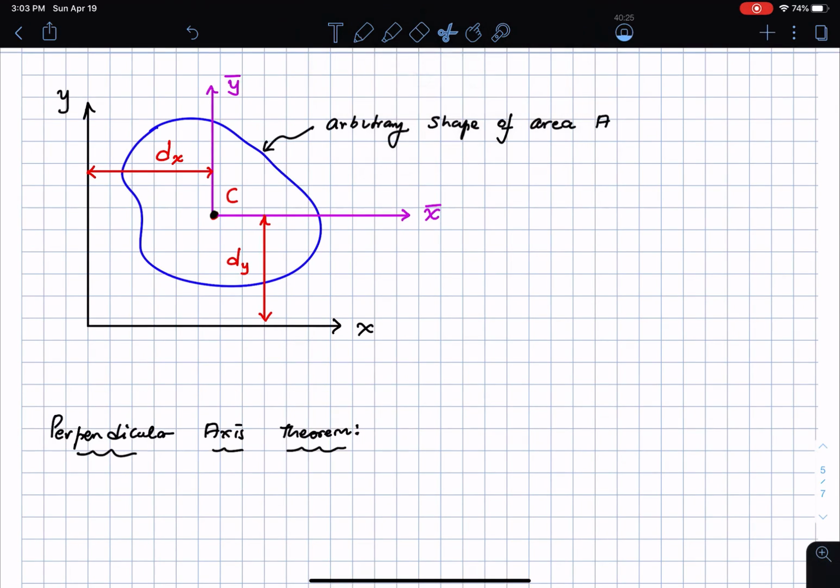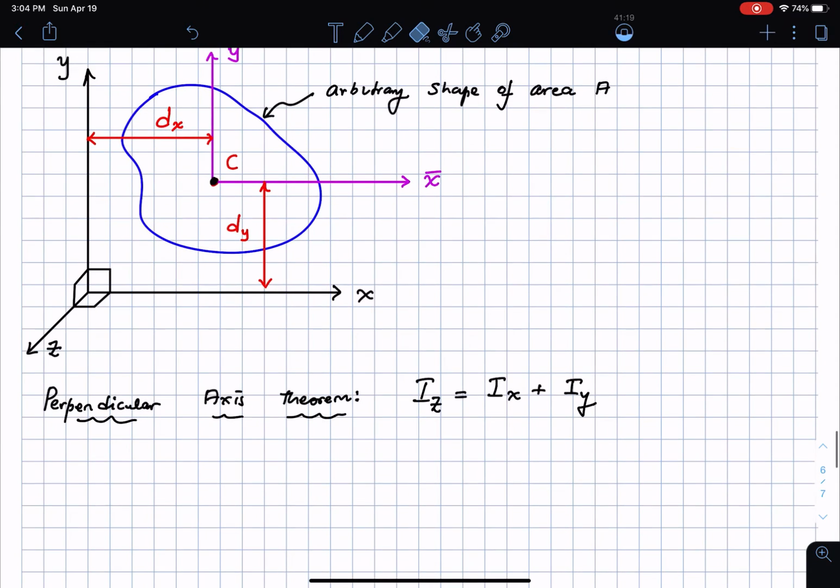Let me write this statement a little better. The perpendicular axis theorem. Let's say that here is the z-axis that is coming out of the page. This is perpendicular to the x-axis and the y-axis. Likewise, the x and y-axes are perpendicular to each other, as you can see here. And here is one more thing, this is the z-axis. Then we can say the following: the perpendicular axis theorem says that Iz is going to be Ix plus Iy.